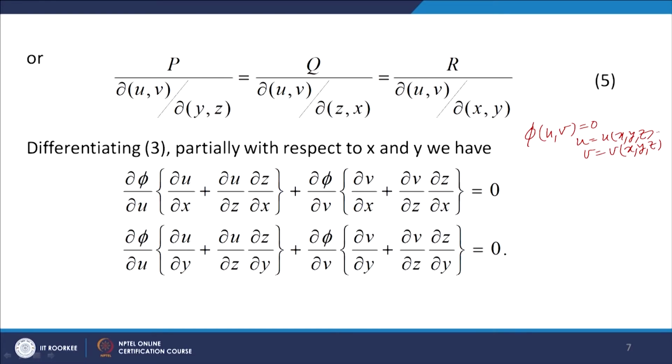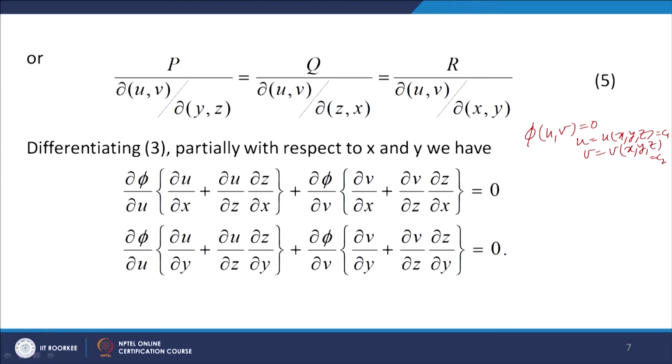u(x, y, z) equal to c1 and v(x, y, z) equal to c2. So, when we differentiate this equation phi(u, v) equal to 0 partially with respect to x, what we get? phi_u into (u_x plus u_z into z_x) plus phi_v into (v_x plus v_z into z_x) equal to 0. And similarly, when we differentiate with respect to y, we get phi_u into (u_y plus u_z into q) plus phi_v into (v_y plus v_z into q) equal to 0.